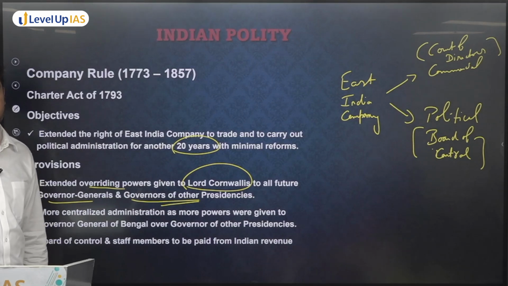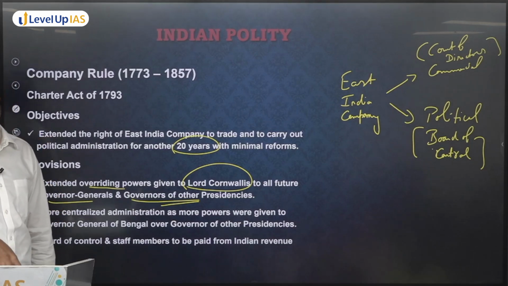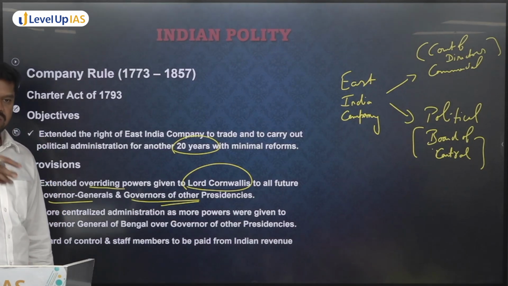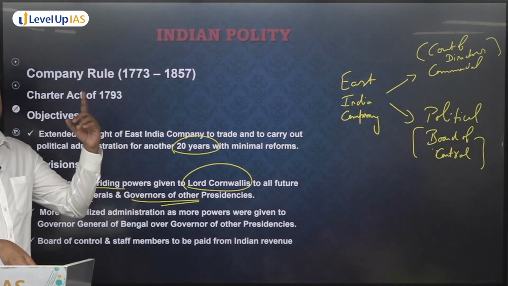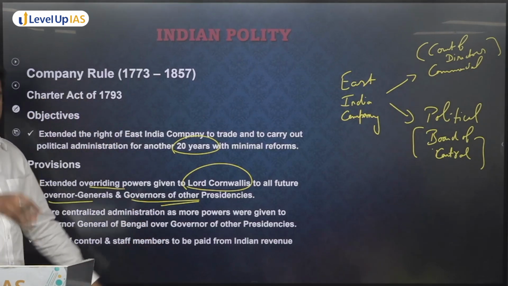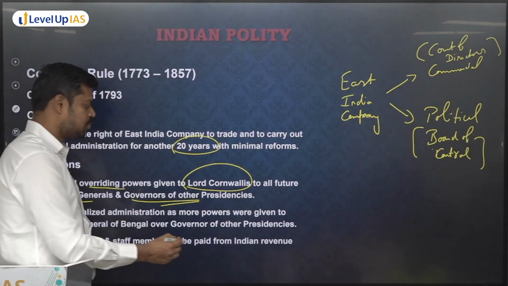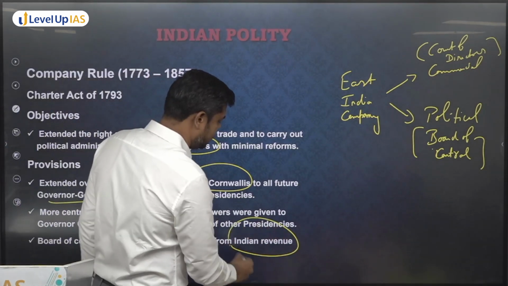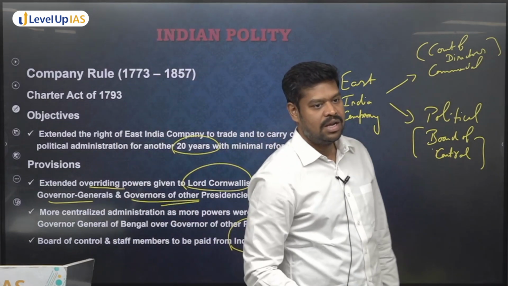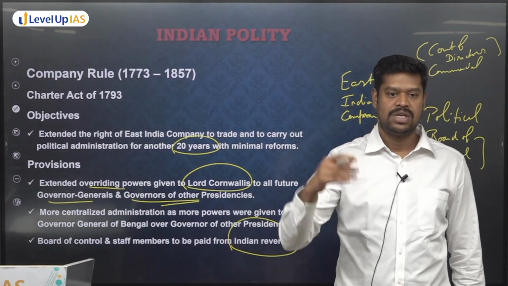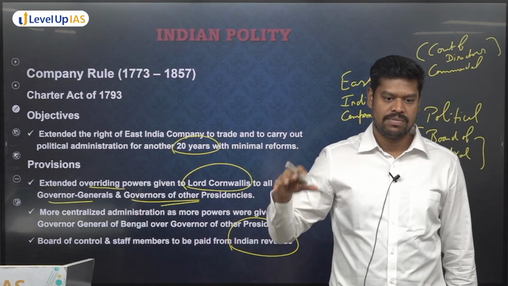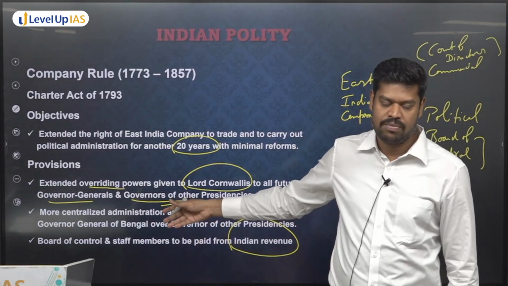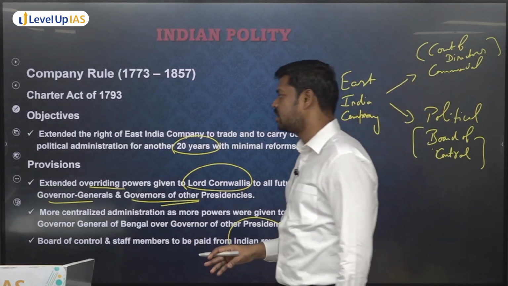It has to be paid from where? It is to be paid from the Indian revenue, which means it has to be paid from the taxes collected from the Indians. So there was an extra tax burden. Earlier it was from the trading profits, but now it is specifically mentioned who is supposed to pay. It is to be paid from the Indian revenues. That means the Indians are paying for someone who is ruling them and exploiting them. So in this way, it was formed by the Charter Act of 1793.